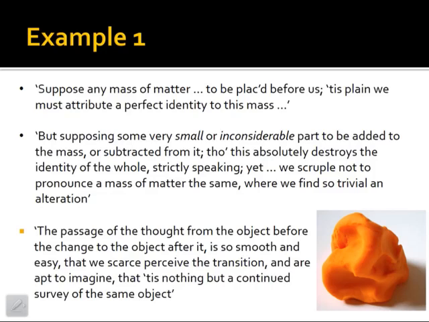And what this bottom paragraph is saying is that your mind is just lazy and doesn't properly think about it. Because the mass looks so similar, that's the whole resemblance idea, you just skim across it. The transition is really easy because the thinking is really easy, as it's looking at a very similar piece. I like this quote here: the passage of the thought is so smooth and easy that we scarce perceive the transition, as in we barely perceive the change. And therefore we're apt to imagine that it's nothing but the same object.